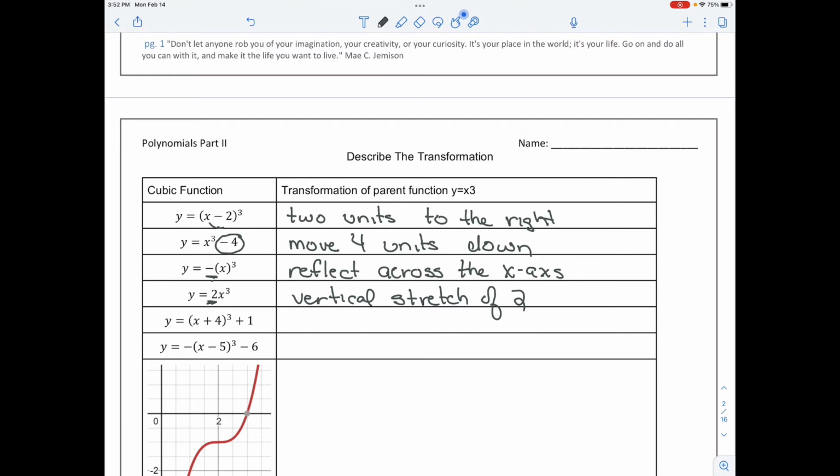Okay, so what I would suggest that you do is pause the video and do the next 2 problems. If you can't tell me the transformation, you can graph it to check your answer, but see if by looking at it you can tell me the transformation. Okay, boys and girls, welcome back. Remember, what's inside the parenthesis will move it left or right. So this will move it left 4 units, and the plus 1 will move it up 1 unit.